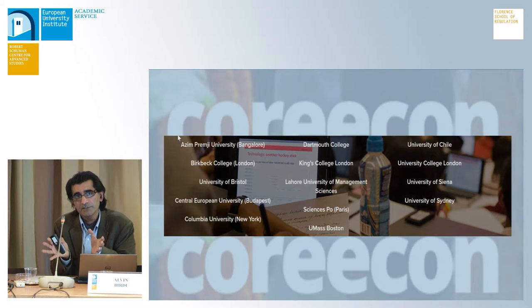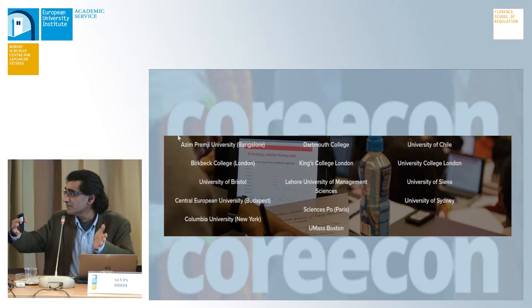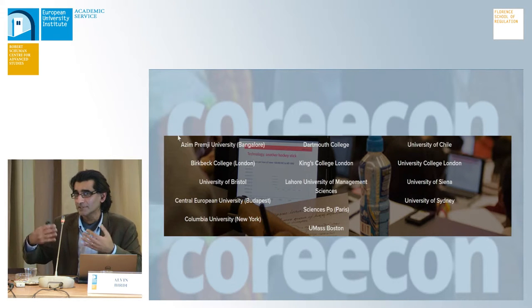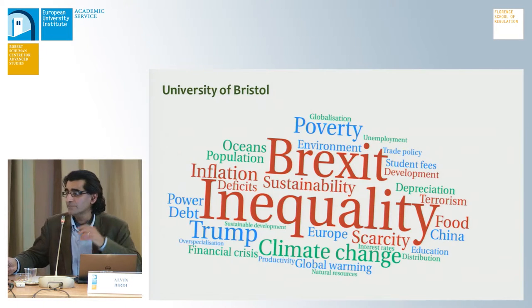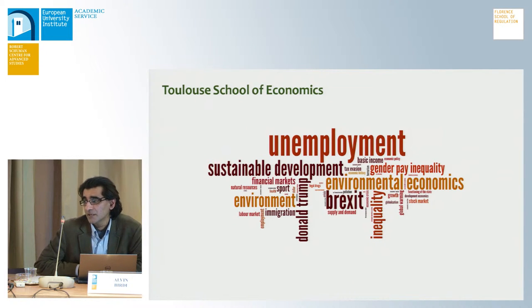So these, in some sense, are the kind of tanker institutions that it's quite difficult to shift. I mean, I take Jeff's point that in many ways they're more autonomous as well, so maybe they're easier to shift. But that's Toulouse. It's slightly different, but unemployment is there, Trump is there, Brexit is there.